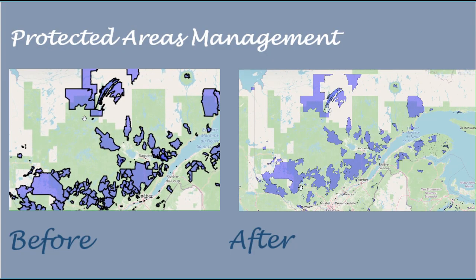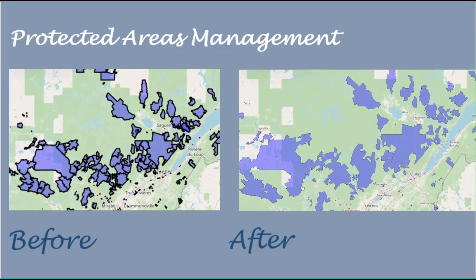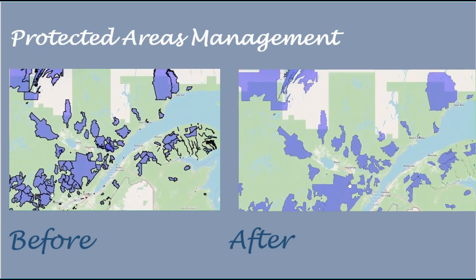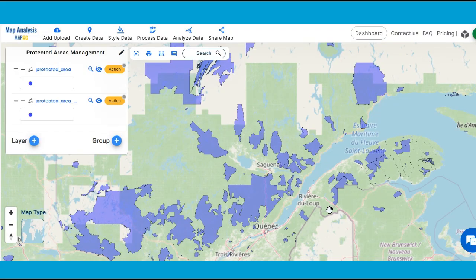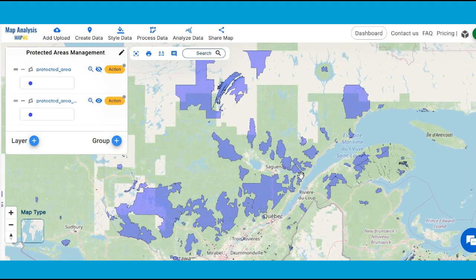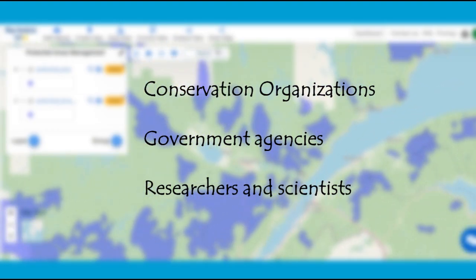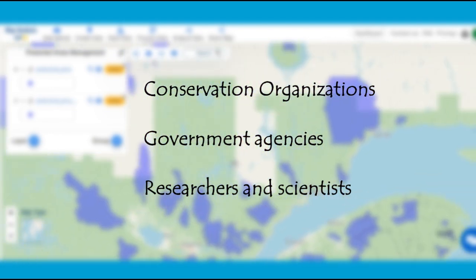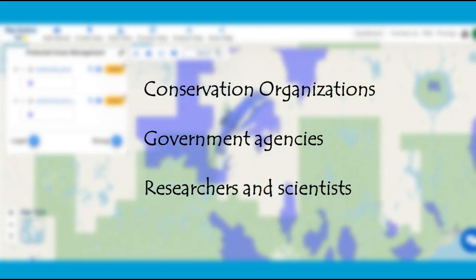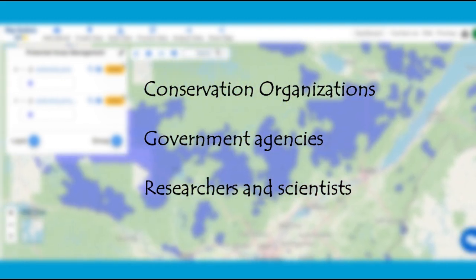Finally, we have a map for protected areas management which enhances data organization by simplifying boundaries and supporting informed decision-making. This analysis benefits various stakeholders, including conservation organizations, government agencies, and researchers and scientists, etc., for conserving and preserving our natural heritage for future generations.